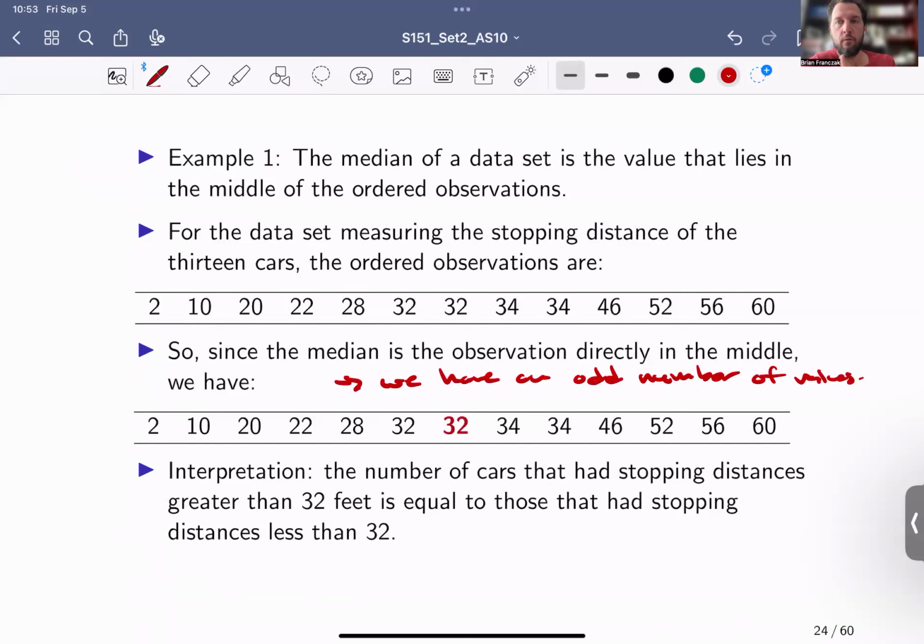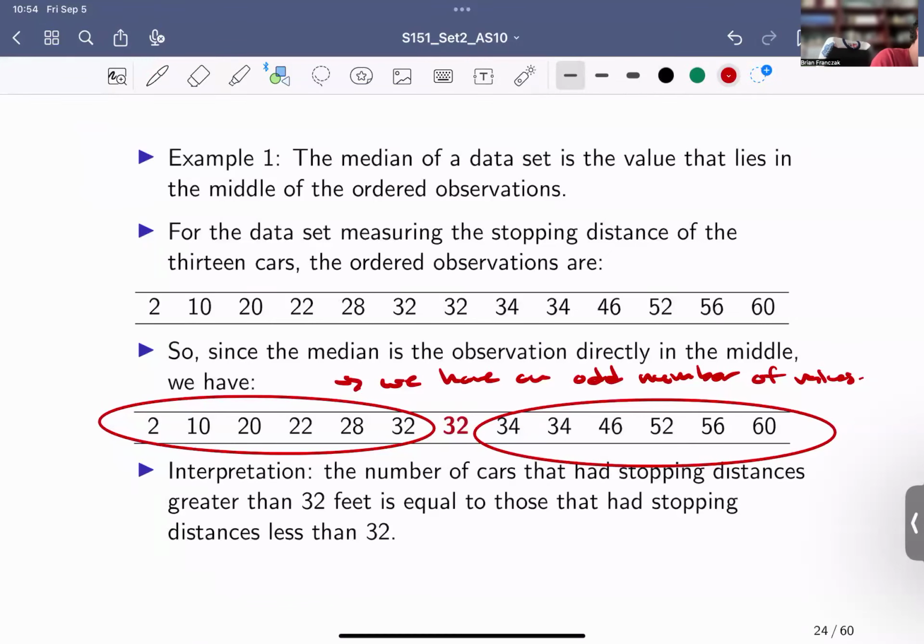Okay, so we have 13 values ordered from smallest to largest. Because it's an odd number data set, we know that the median is going to be an actual point in the data set. So in this case, you can see I've highlighted 32 here. 32 represents the median. Why? Because on each side of 32, we have the same number of values, right? So here, below the median, and here, above the median, I have 6 values, right? So on each side of the median, basically what we're saying is we have the same number of observations. So this is the value that splits the data into 2 equal halves.